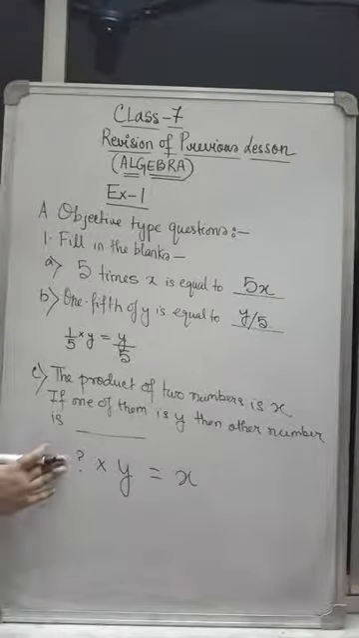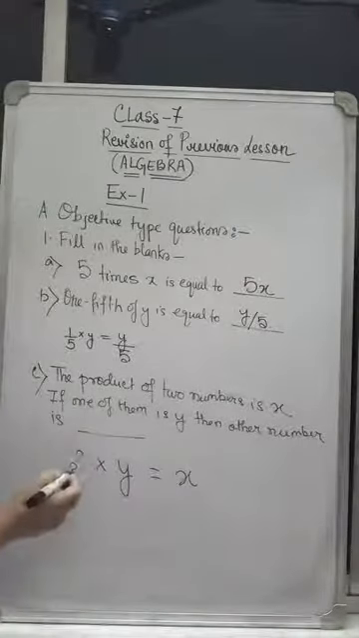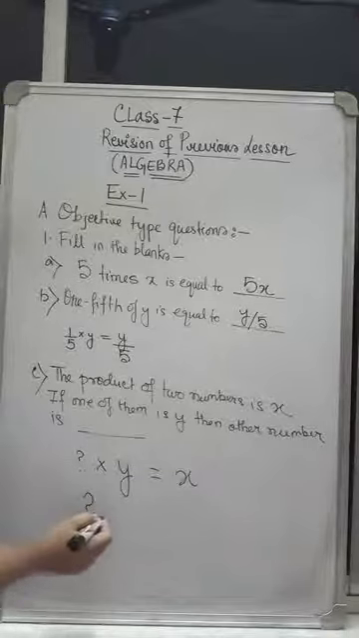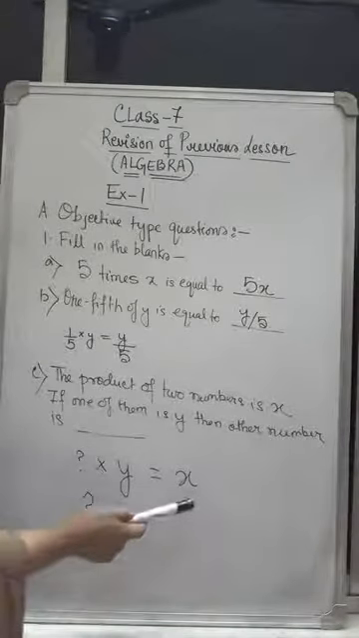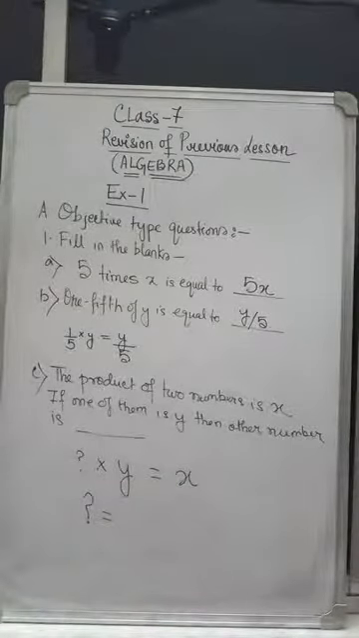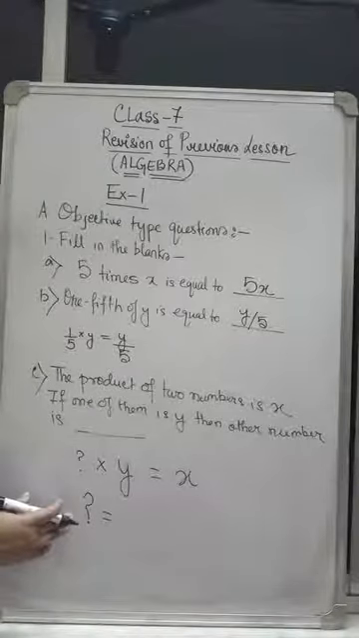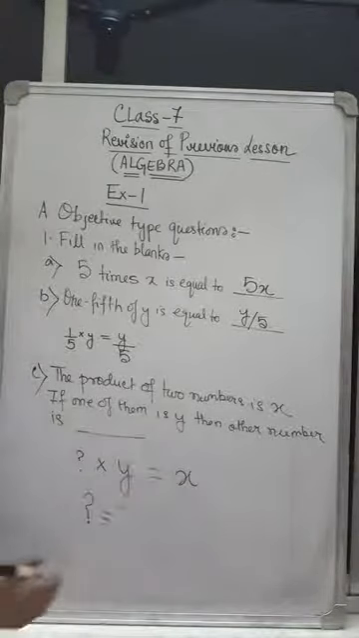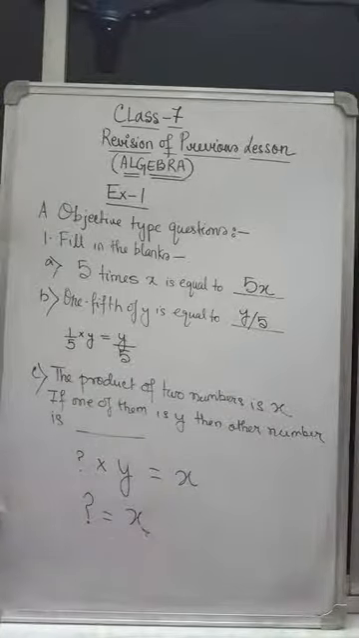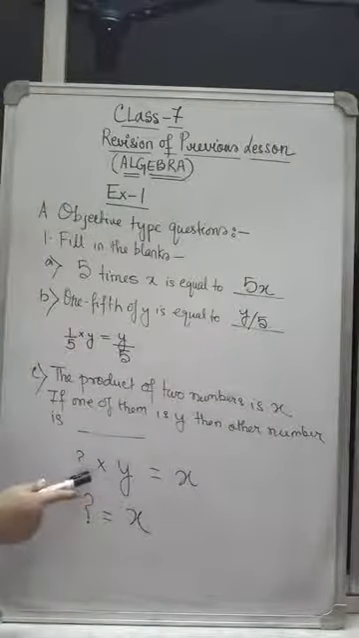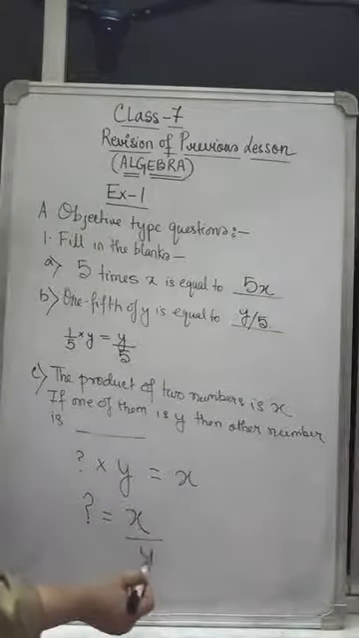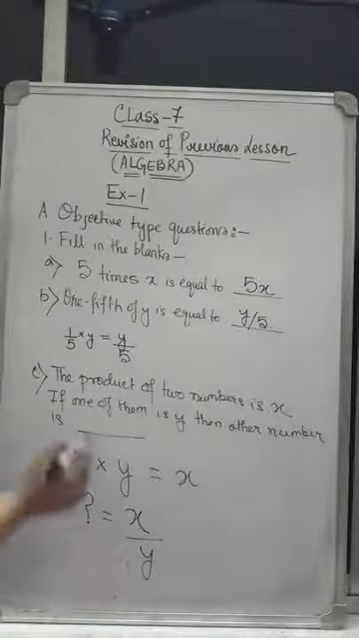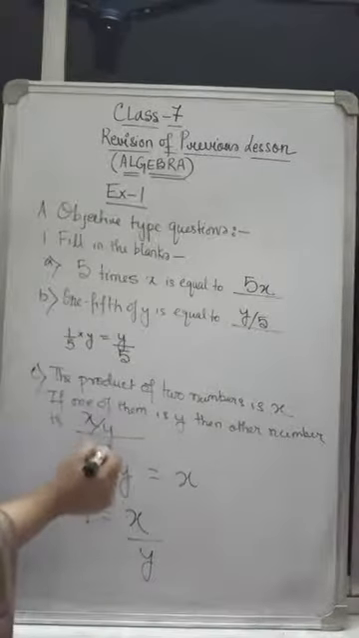So how to find out the unknown? We keep the unknown on one side and take the known values to the other side. Here the known values are not given in the form of numbers, but it is given in the form of letters. So the unknown number will be, take all the letters to that side. X is already given on right hand side and y is multiplied this side. When it changes side, it becomes divided by. So the other number will be x by y.